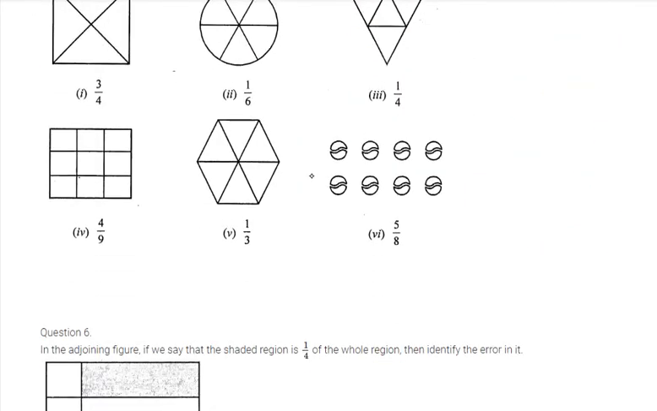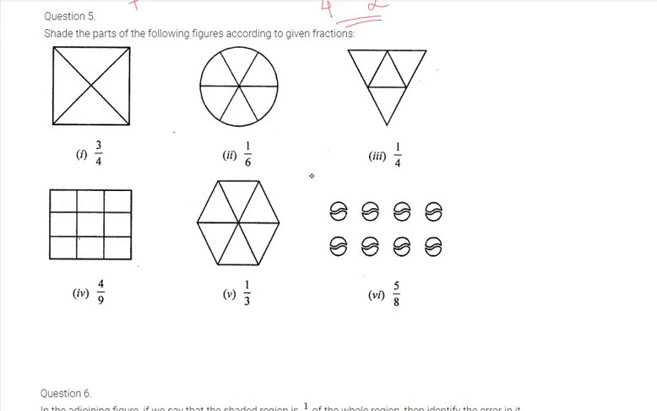Question number 5 is shade the figures according to the question. So 3 out of 4. So we already have 4 parts. So we can easily shade 3 out of those 4 parts. Right? Then we have 1 out of 6. There are already 6 parts. So I can shade any one of them to get 1 out of 6.